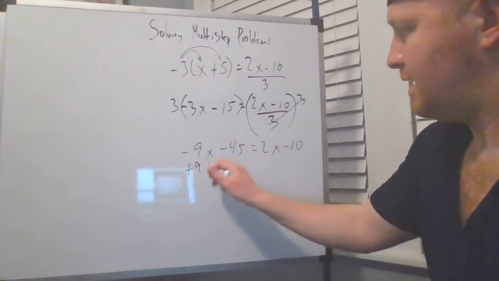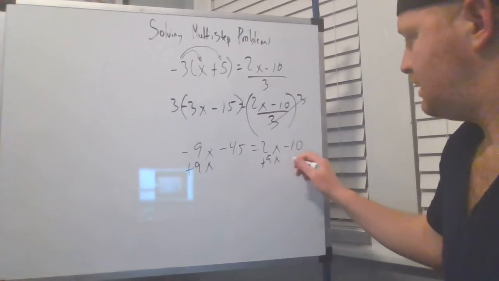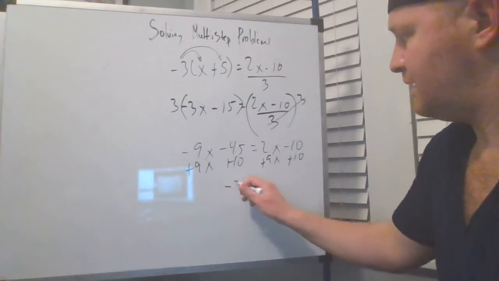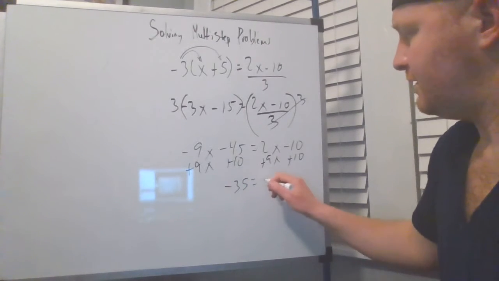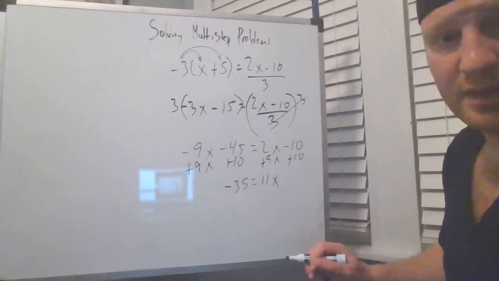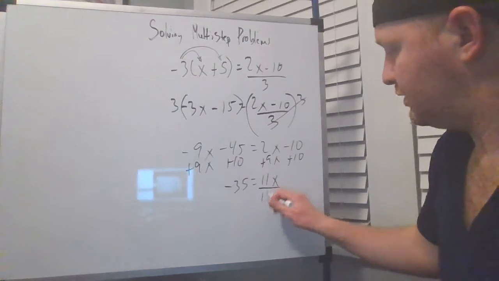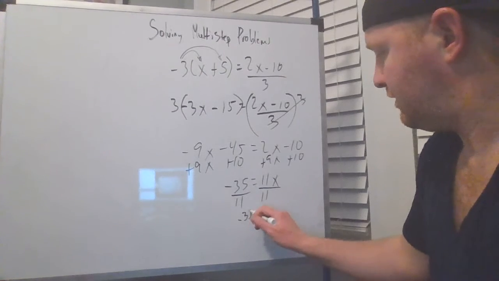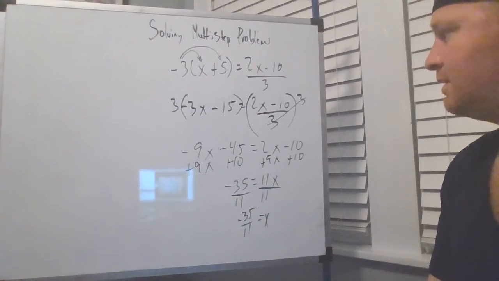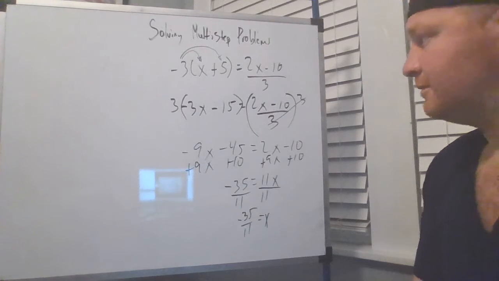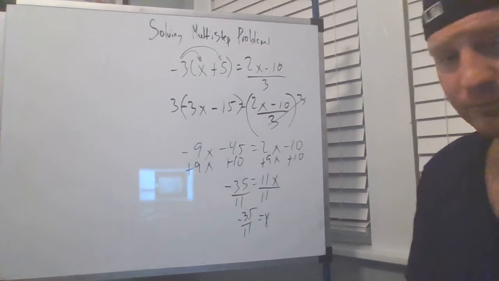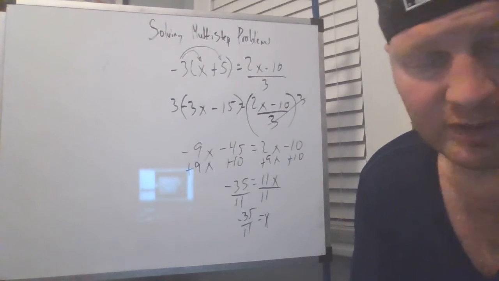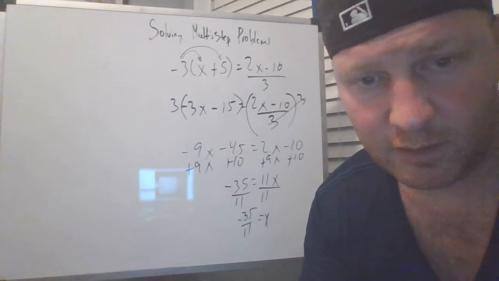I'm going to add 9x to both sides. I'm going to add 10 to both sides, and I'm left with a negative 35 equals 11x. And last but not least, I divide both sides by 11, and I'm left with x equals negative 35/11. Easy as that. Okay? So, that's going to be a little refresher for you for some of the work you're doing in small group today, but back in a second with some more work.